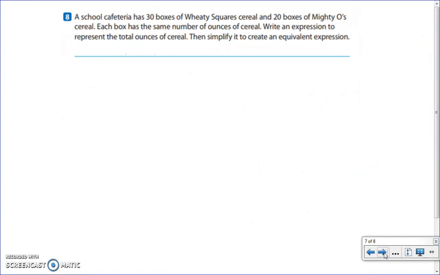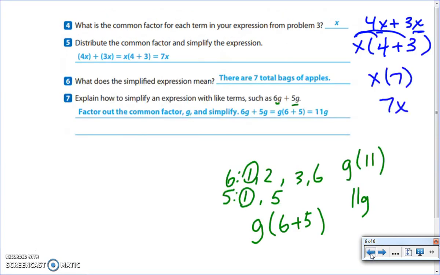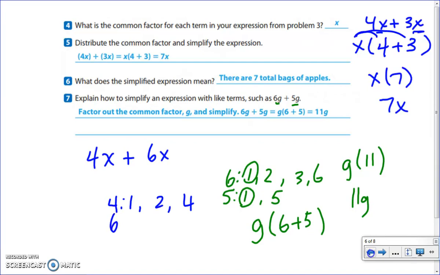Let's take a look here. It says a school cafeteria has 30 boxes of Wheaties Square. You know, before we do this, real quick, if I had one like, say, 4x plus 6x, I need to check for both numbers and letters. 4 has factors of 1, 4, and 2. It's actually a perfect square number, so it has an odd number of factors. 6: 1, 6, 2, 3.